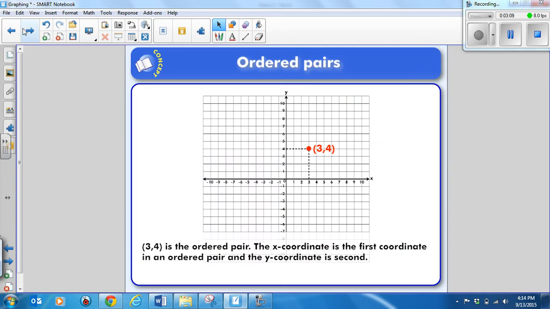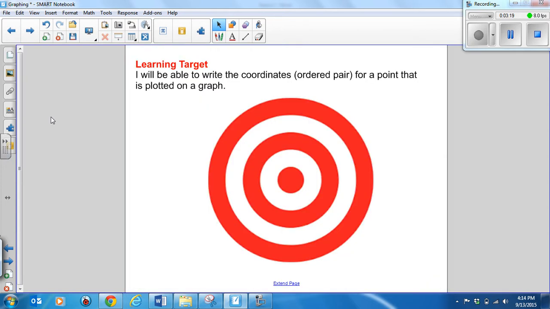So here's another one, 3, 4. So we can see that 3, on the x-axis, is first, and then 4, on the y-axis, is second. Your second learning target for today is that you will be able to write coordinates, or ordered pairs, for a point that is plotted on the graph.